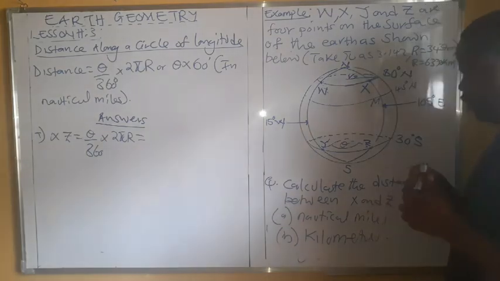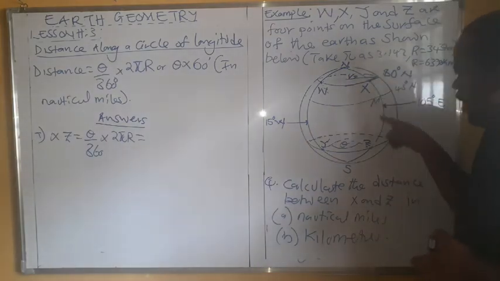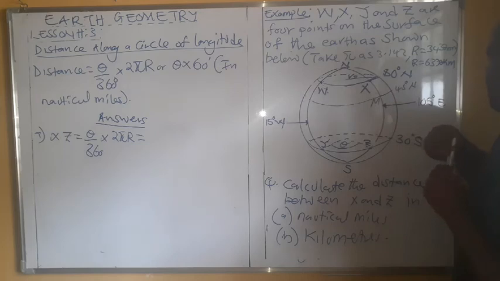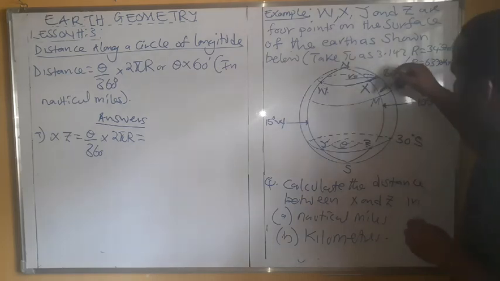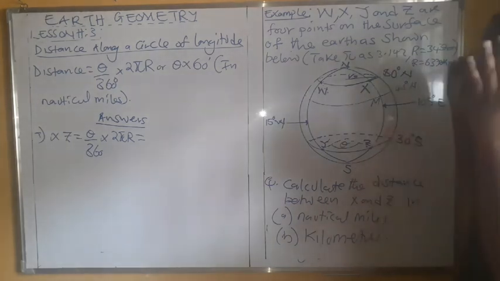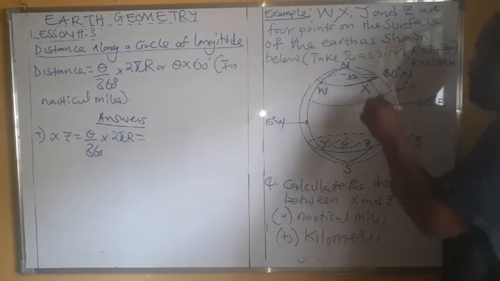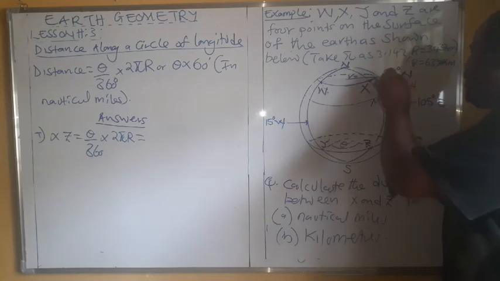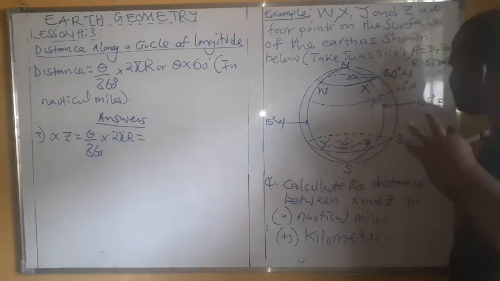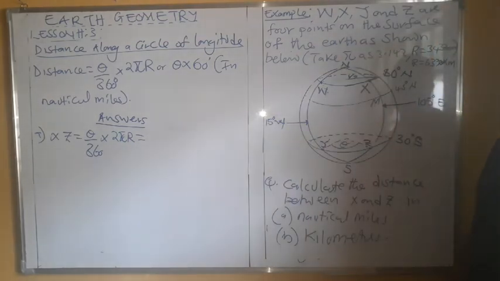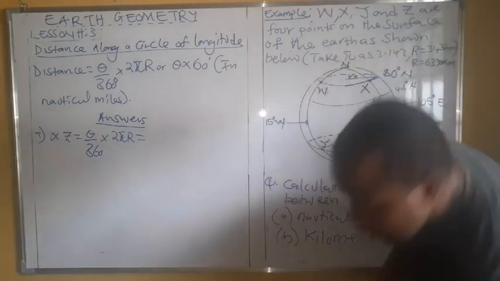Okay? So how do you get the difference in latitude between X and M, if at all that was our interest? You get the difference here by saying 80 minus 45, because they are on the same side of the equator, on the northern part, or northern hemisphere. So you say this minus that. Is it okay?